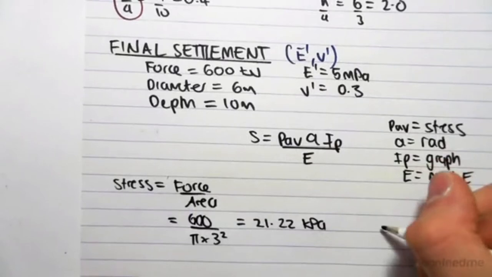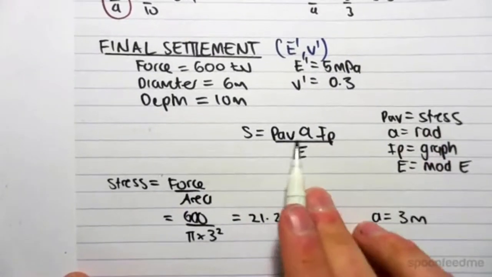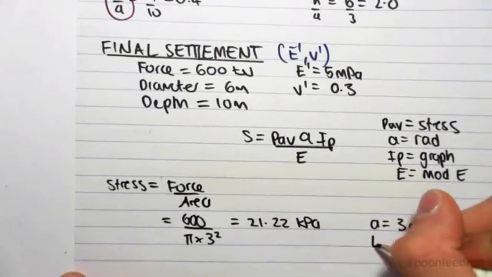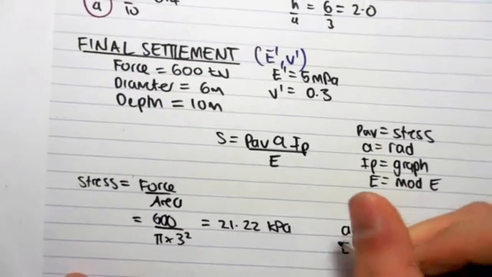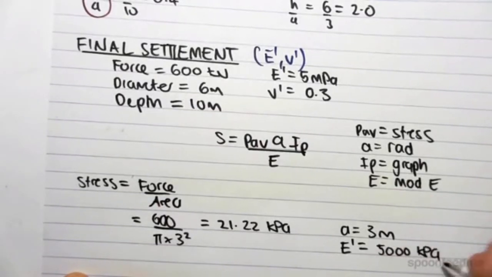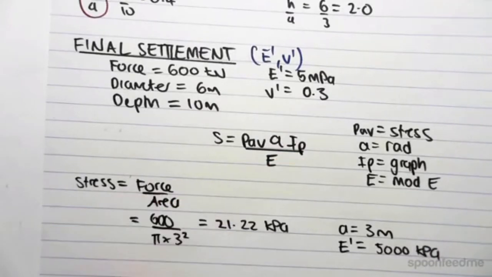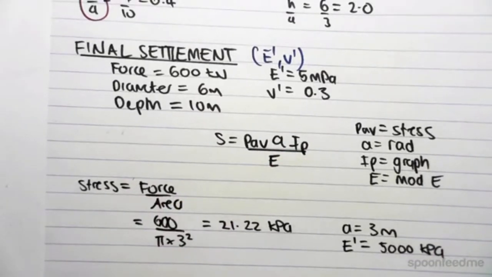We know that A is equal to 3 meters because A is the radius of the circle. So we've got those, and we know that for our case, E is E dash because we're doing final settlement, and E dash is equal to 5,000 kPa, being consistent with our units. So now we need to find this IP term, which is from the graph. For IP, we first need to find H on A or A on H.